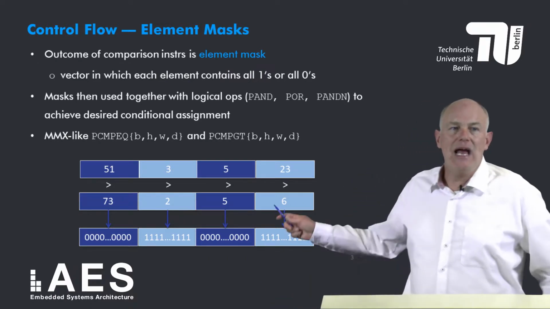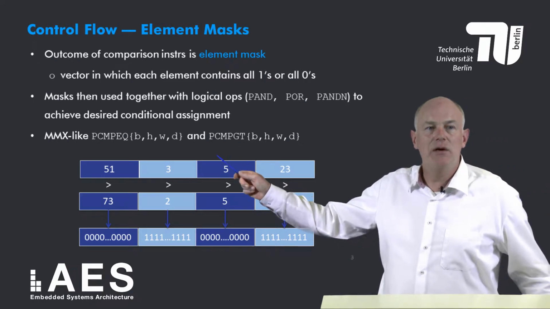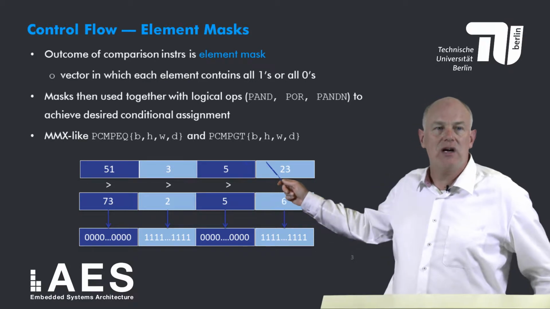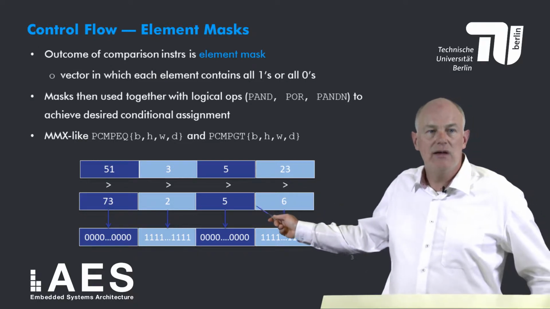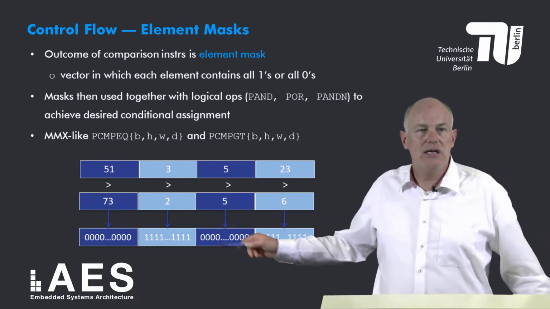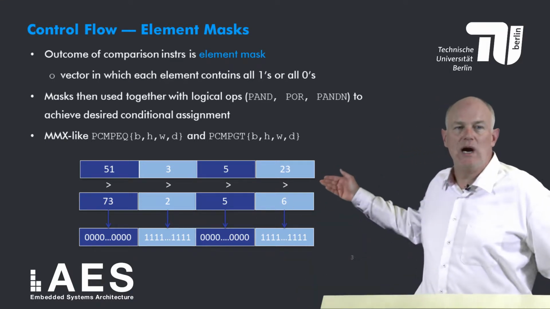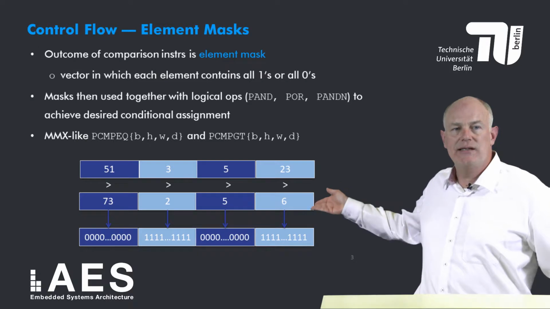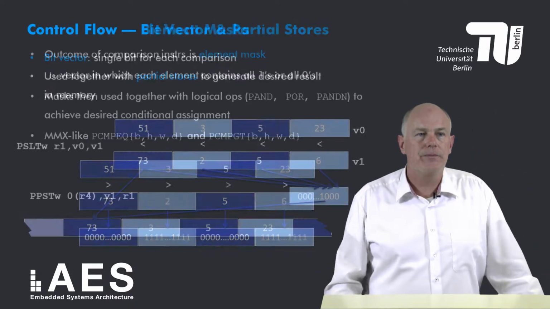For example, in MMX, PCMPEQ with the element size as the suffix of the instruction, and PCMPGT, with the element size as the suffix of the instruction, generate these element masks. And then we can use bitwise operations to select the right operands for an instruction.